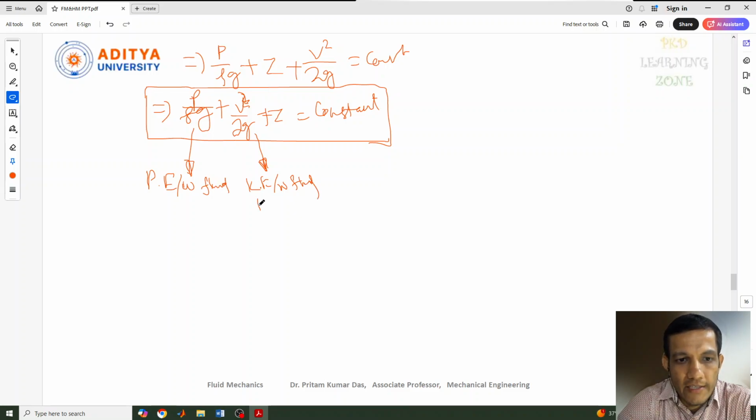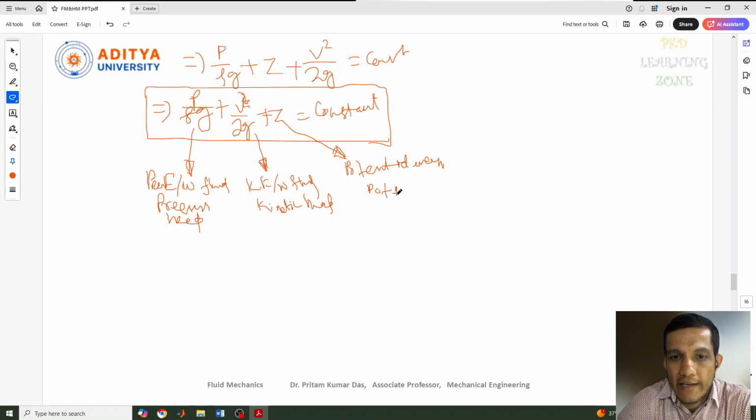Or we can say this is the kinetic head. This one can also be called the pressure head. And similarly, z is the potential energy per unit weight, or we can say this is the potential head. So these are the terms in this Bernoulli's equation.